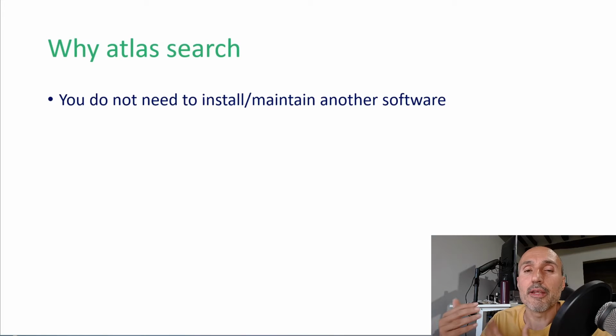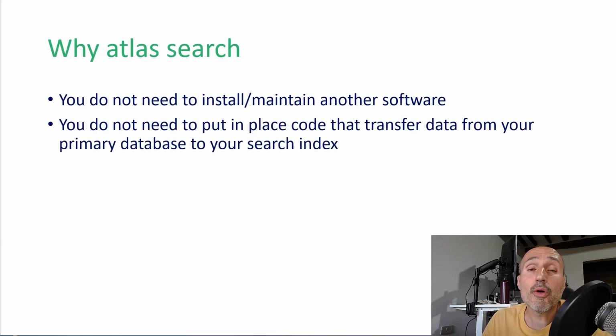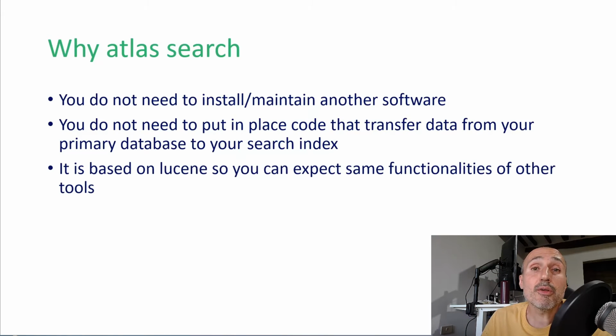And surely they are. And then you don't need to put in place any code so that each time you update your primary database, Atlas updates your search index. This is because Atlas performs this for you. You just choose the collection and configure the index, and each time you update or insert new documents inside the collection, Atlas will immediately update your search index. And it's based on Lucene. So basically you can expect to have the same search capabilities as Elasticsearch, TF-IDF, BM25, and so on.